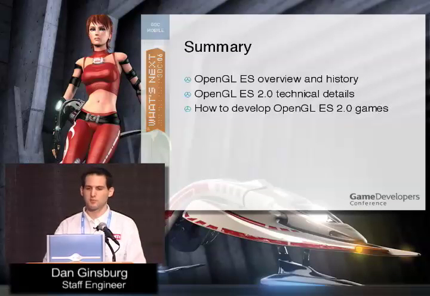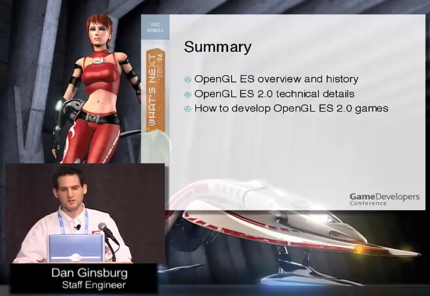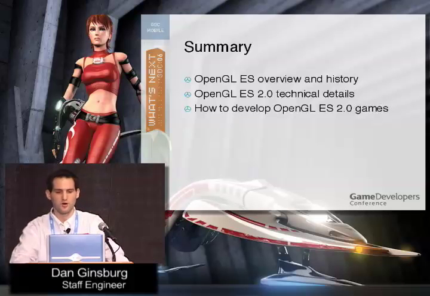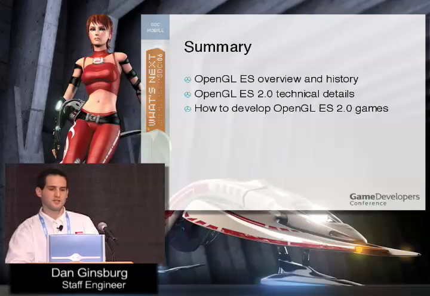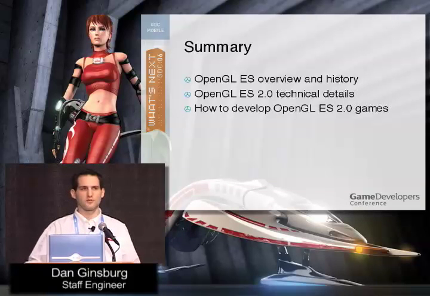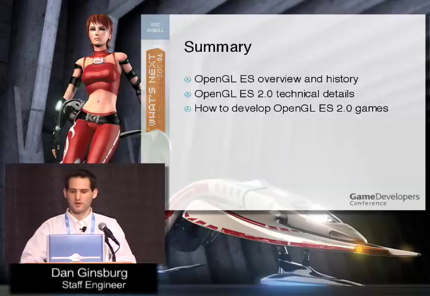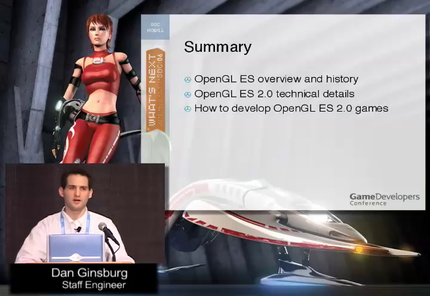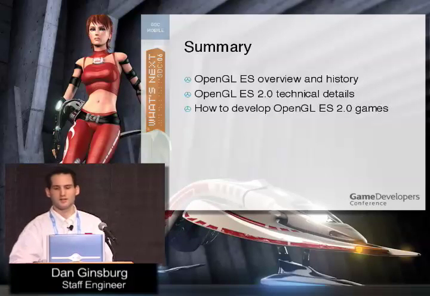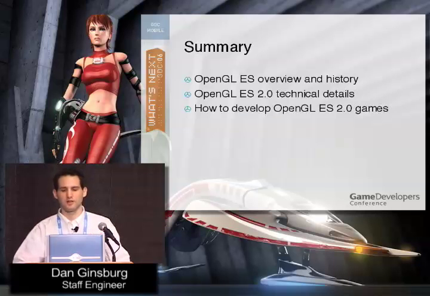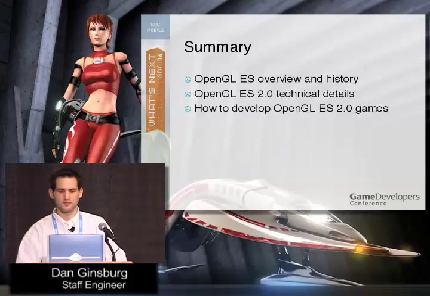So just to summarize things, we've talked about the overview and history of OpenGL ES and looked at the evolution of the API and how we've gotten to ES 2.0. We've covered the technical details of ES 2.0 from a few different directions. We've looked at how shaders fit into the API, what's changed in the shading language, and also what's changed in the API relative to desktop OpenGL. And finally, I've given you some hopefully useful advice to get you started on how to develop ES 2.0 games.